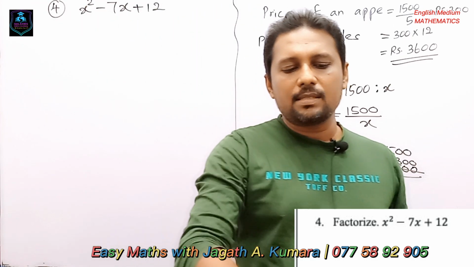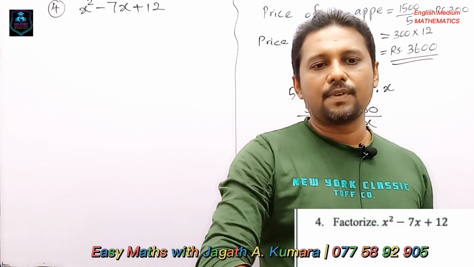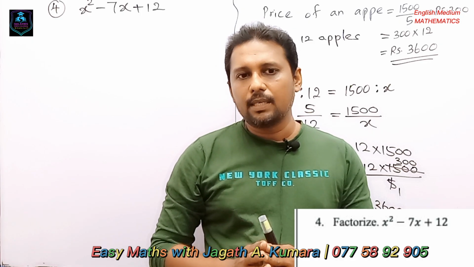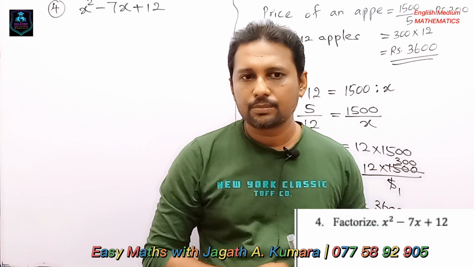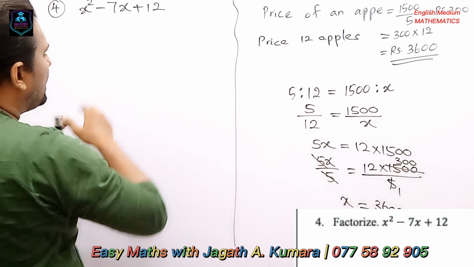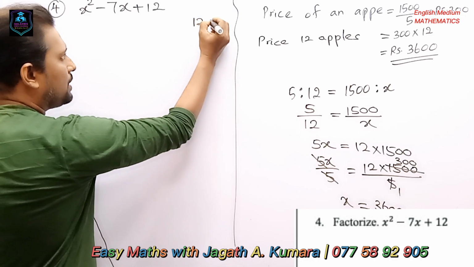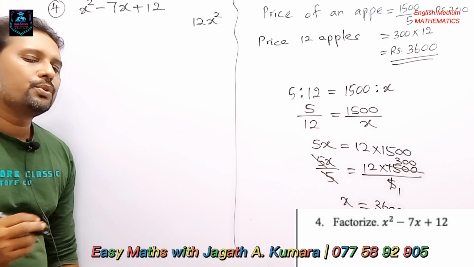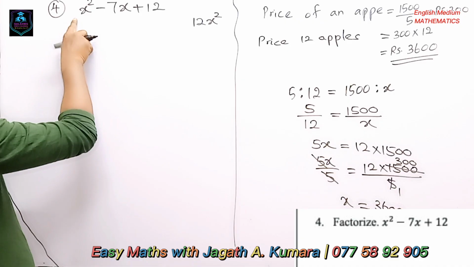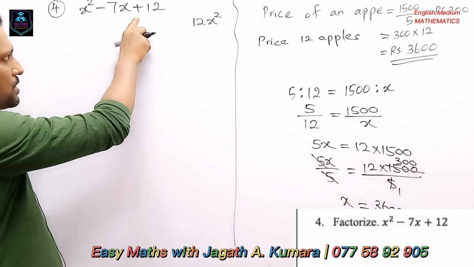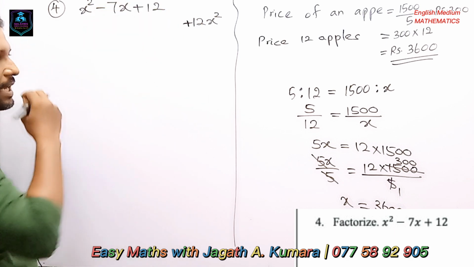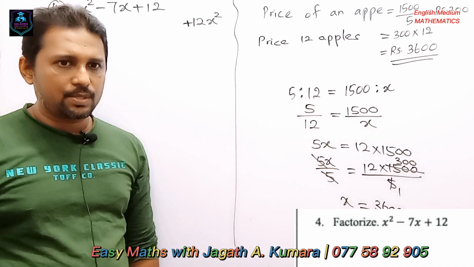When you factorize quadratic expressions like these, what do you have to do? First you have to multiply the x squared term and the constant value, right? x squared and 12 you have to multiply. Then what is the answer? 12x squared. Then you also have to check the sign of this multiplication. x squared is positive, 12 also positive. Positive multiply positive is positive. So when you multiply these two terms, the answer is positive 12x squared.